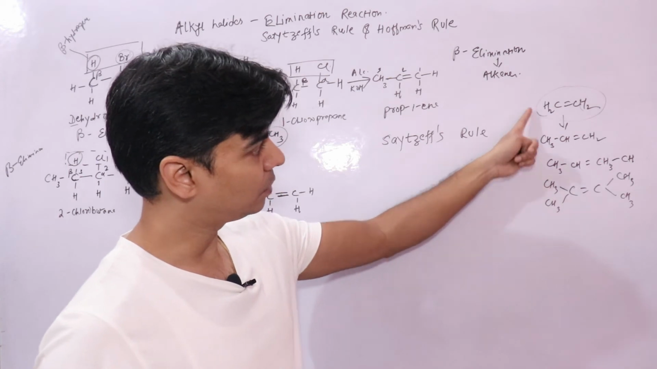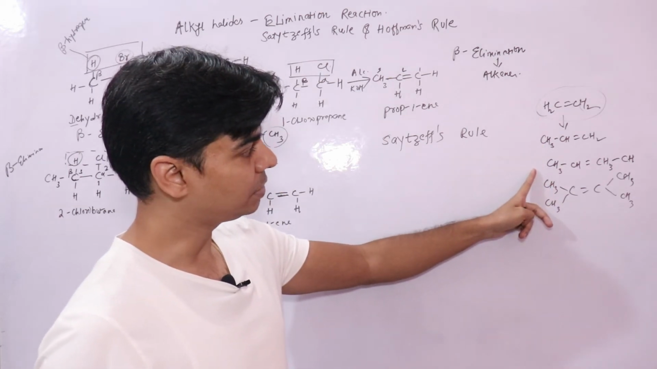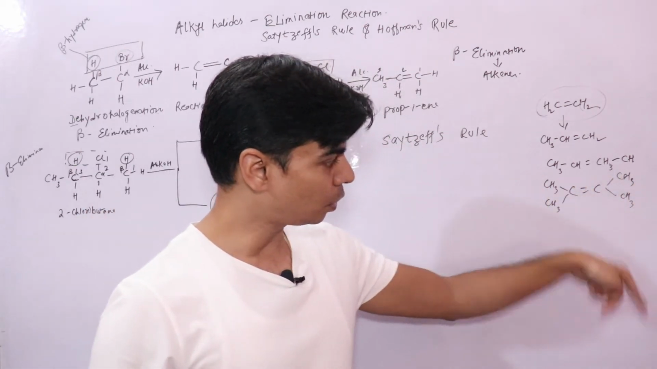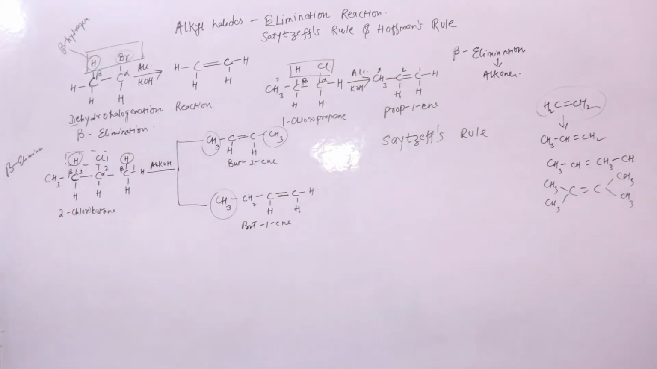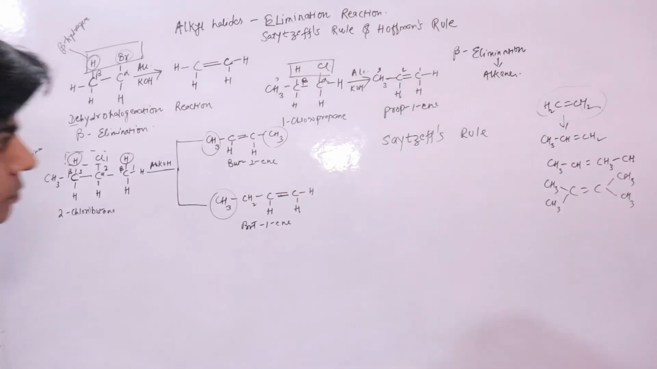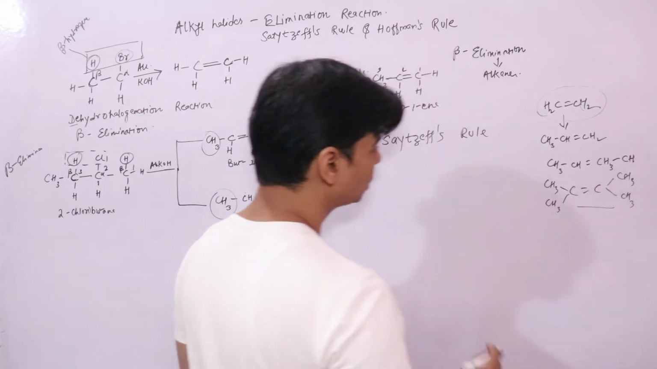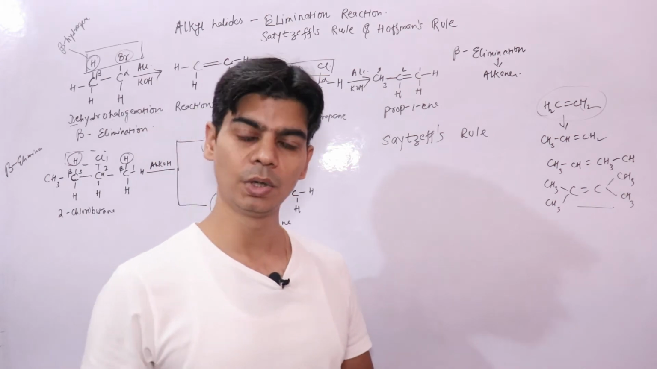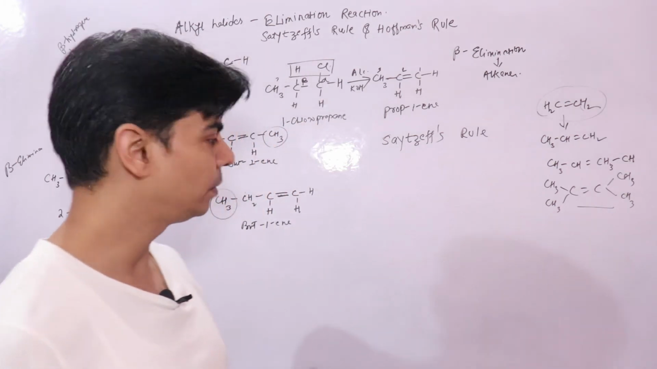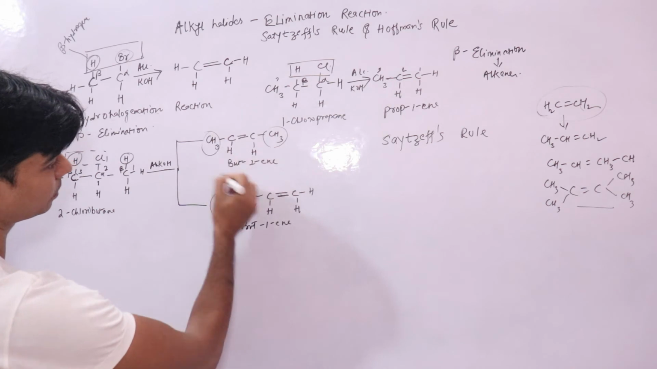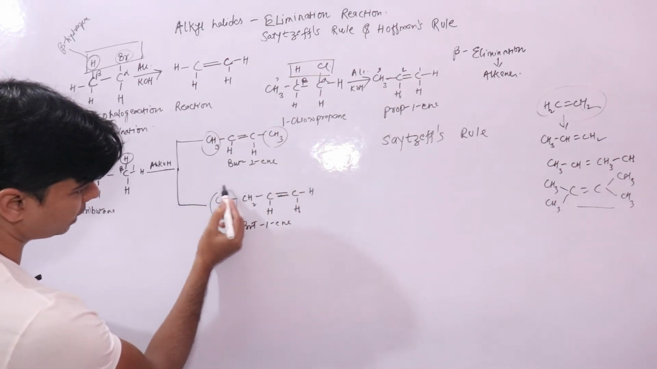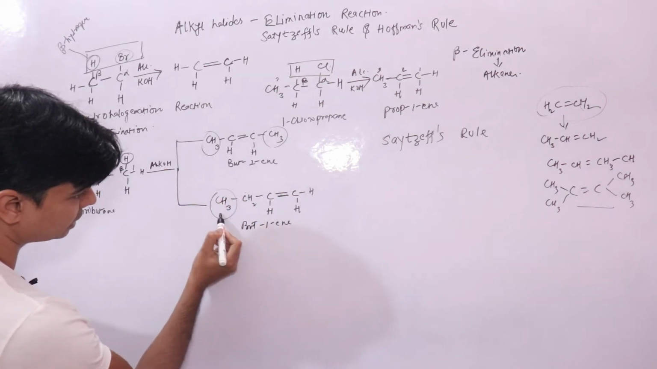Here I have substituted one hydrogen with methyl. Here I have substituted two hydrogen atoms with methyl. In this I have substituted all hydrogen atoms with methyl groups, right? So the last one is the most substituted. So as per Saytzeff's rule, the alkene which is most substituted would be formed as the major product. So here you can see in this alkene you have one alkyl group, which is this CH3CH2.